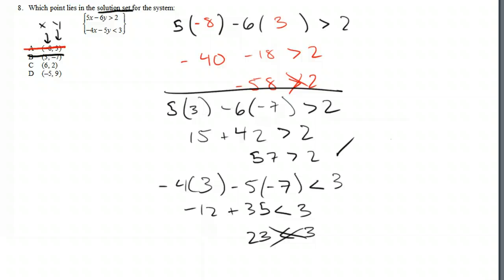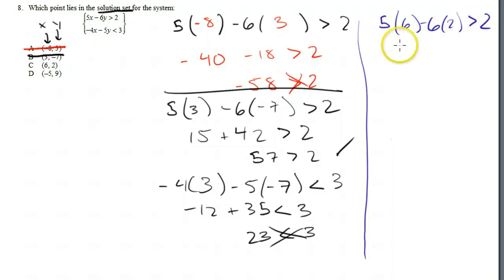Let's try C. So I'm going to plug in 6 and 2. So let's try the first one. 5 times 6 minus 6 times 2 has to be greater than 2. So I get 30 minus 12 is greater than 2, which I believe 18 is greater than 2. Yes, it is.